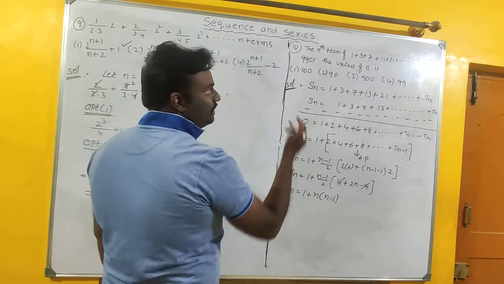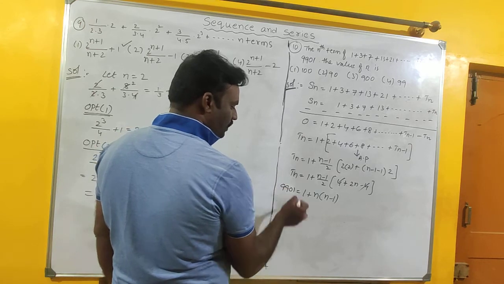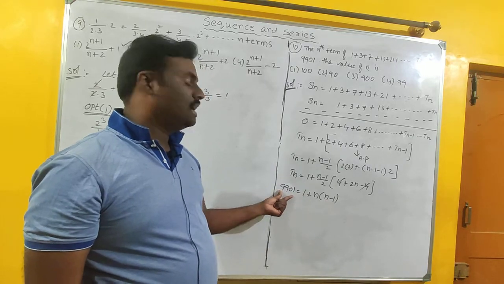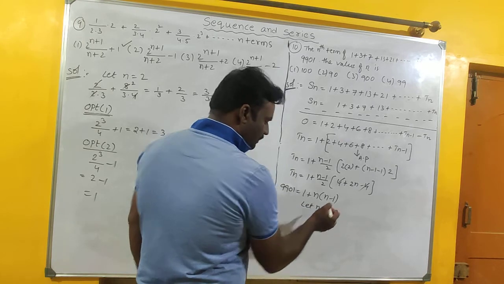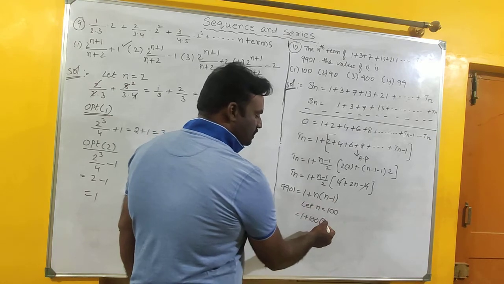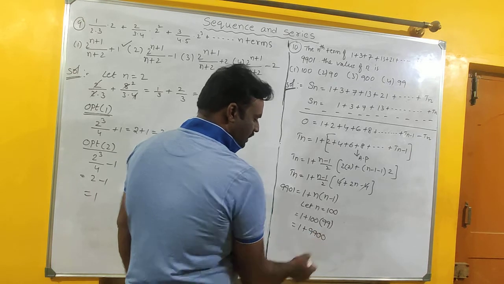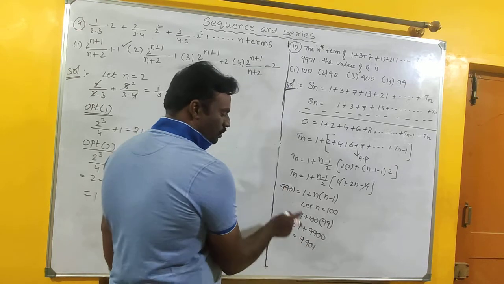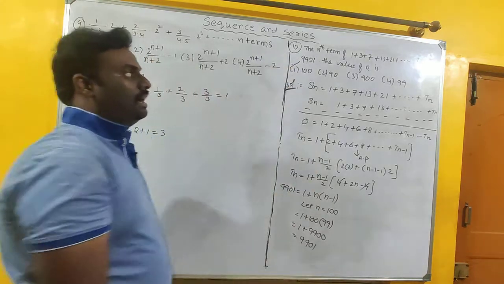This Tn is given, that is 9,901. In place of n, substitute the value which gives the answer 9,901. Let n be equal to 100. Then 1 plus 100 into 100 minus 1, 99, gives 1 plus 9,900, which is 9,901. Both are the same. Therefore, the value of n is 100.